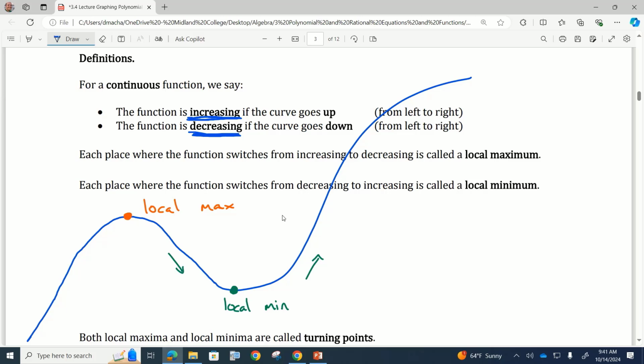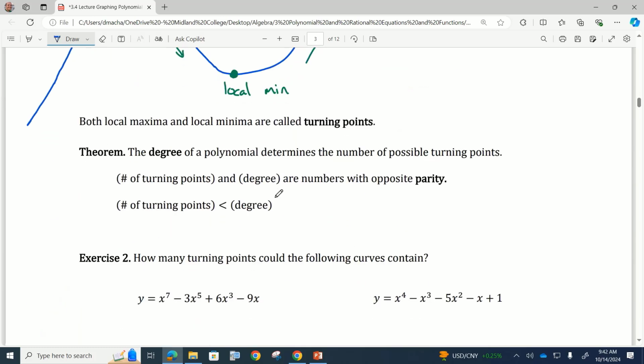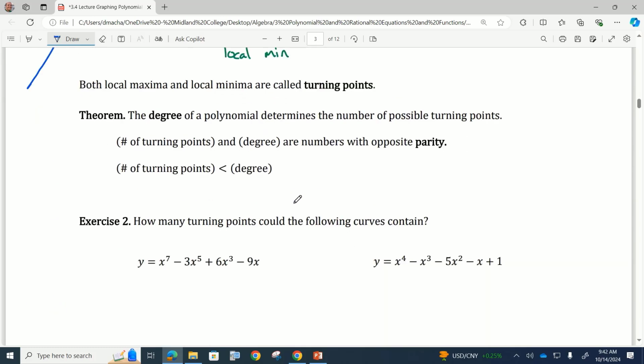Anytime you have a local maximum or a local minimum, you might also call it a turning point, because it's a place where it turns from increasing to decreasing. For a minimum, it turns from being decreasing to increasing. So a turning point is an umbrella term for maximums and minimums. And the degree of a polynomial is going to determine the maximum number of turning points, and it's going to determine whether the number of turning points should be even or odd.